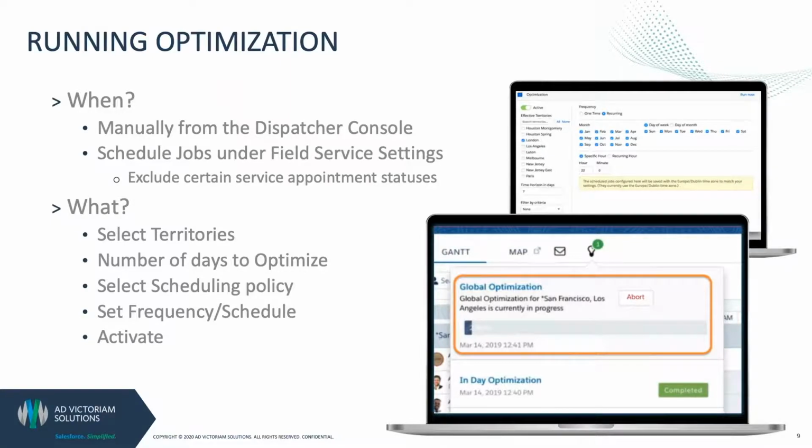Now we're at the point where we can run an optimization job. As mentioned before, this can be done in the dispatcher console or under field service settings. From here, you can also exclude statuses. When creating a job, you can set the territories you want to include, the number of days you want to optimize, determine the scheduling policy, set the frequency or specific time, and then activate. Now we're going to create an in-day optimization request to see how it works.